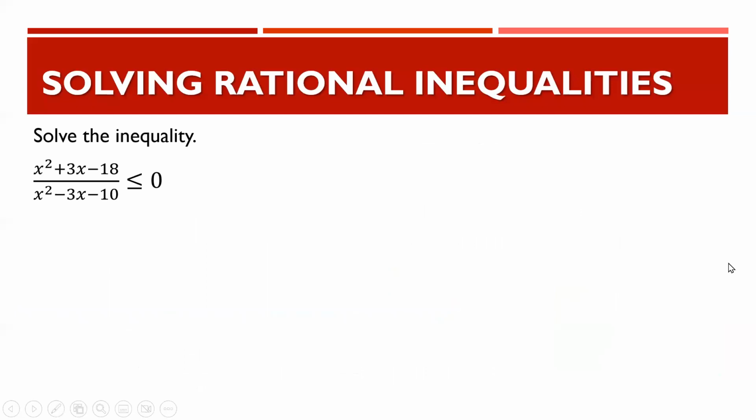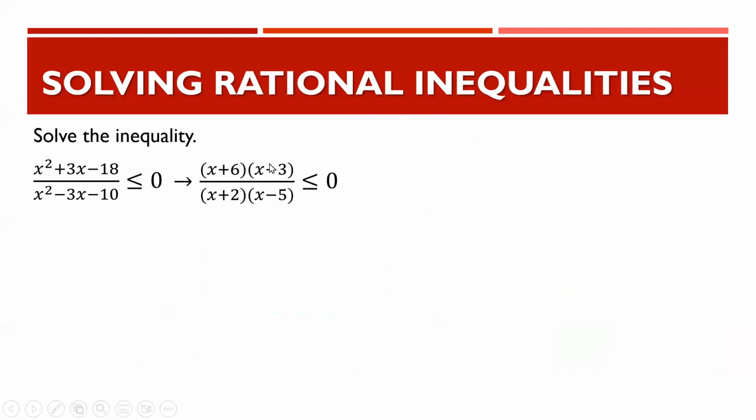All right, here's our last one. We've got x squared plus 3x minus 18 all over x squared minus 3x minus 10, and that rational expression is less than or equal to 0. First up, we're going to factor the top and the bottom.